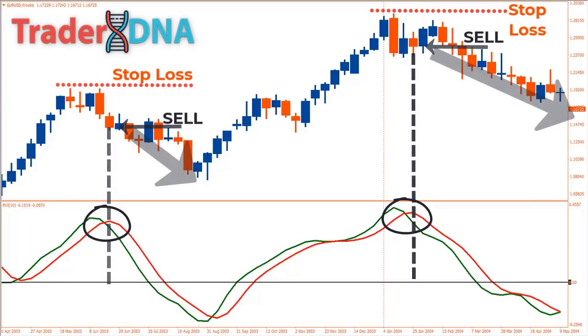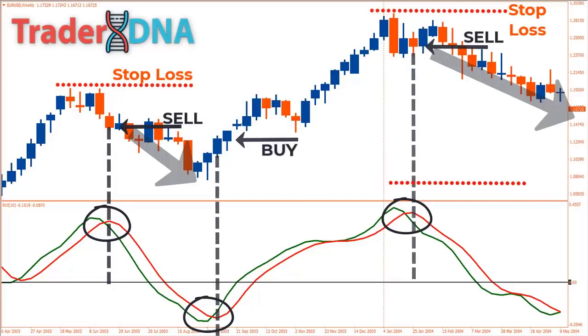The signal to buy emerges when the quick, or green, RVI line crosses the slow, or red, signal line from below in the oversold area after a local low appears. When the price chart confirms the reversal, open a buying position with the stop loss behind the last low.